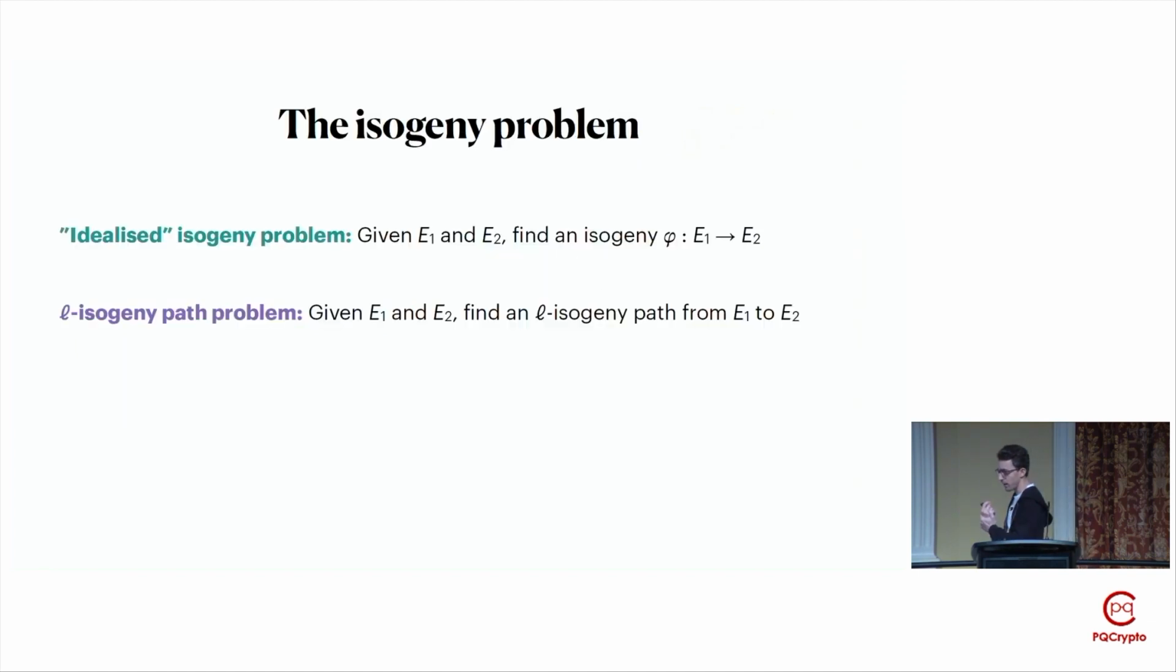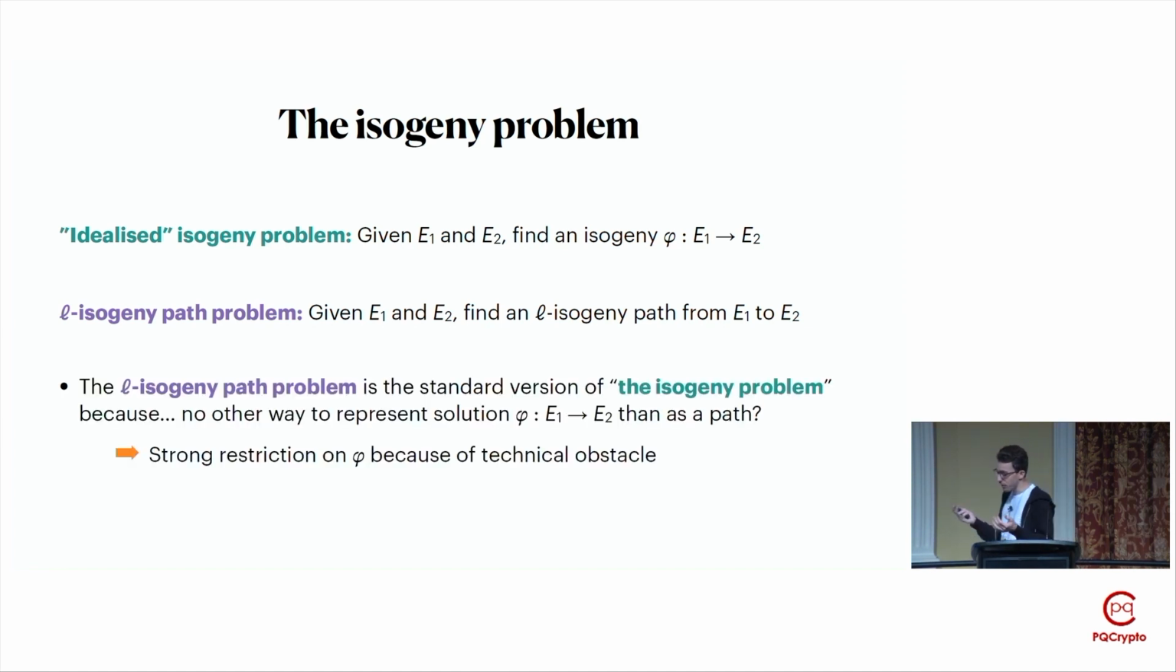What have I said about the isogeny problem? I've presented an idealized version first. You're given two elliptic curves, can you find an isogeny between them? And then I concretized this problem by presenting the L-isogeny path problem. You're given two curves, can you find an L-isogeny path between them? All that is doing is giving a concrete meaning to what it means to find an isogeny. And for that, the L-isogeny path problem has become the standard meaning of the isogeny problem, simply because we have had no other interesting way to represent isogenies.